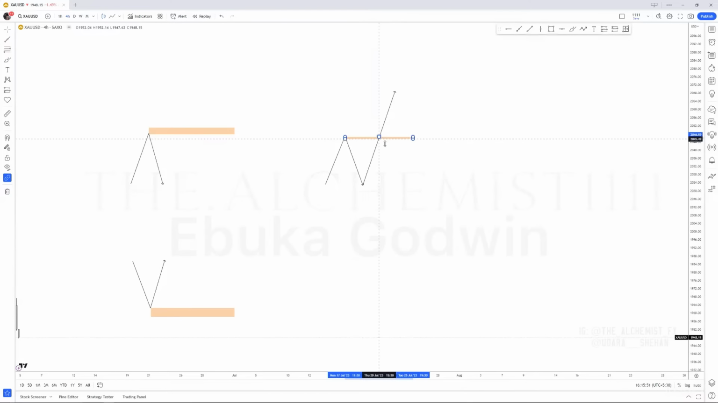Okay, so once the resistance is broken, it will turn into a support. So we call this RBS. Resistance broken, turning into a support. So this was a resistance. Now it is broken. Then it turns into a support. That is why we call it RBS. Very simple. Okay, so I'll show you examples.